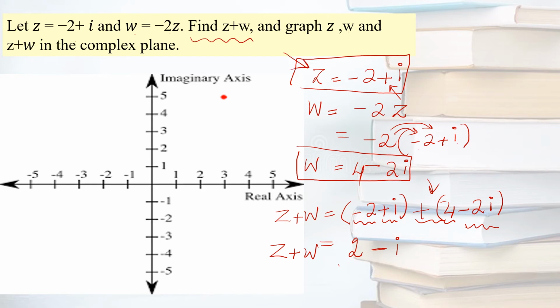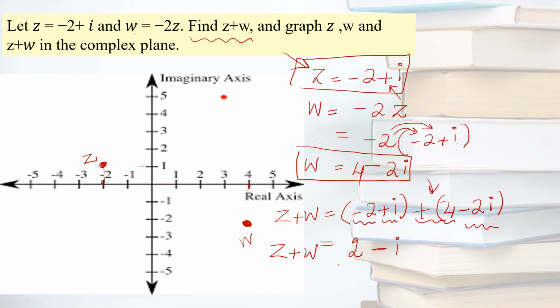Z is negative 2 real and 1i as an imaginary. So here you have negative 2 plus, and here 1i. So just make this point. So this is your z. Now w is 4 minus 2i. So here on the real plane this is the 4. And on the imaginary plane go down until you get the negative 2i. So here is your negative 2i. So here name it as w.